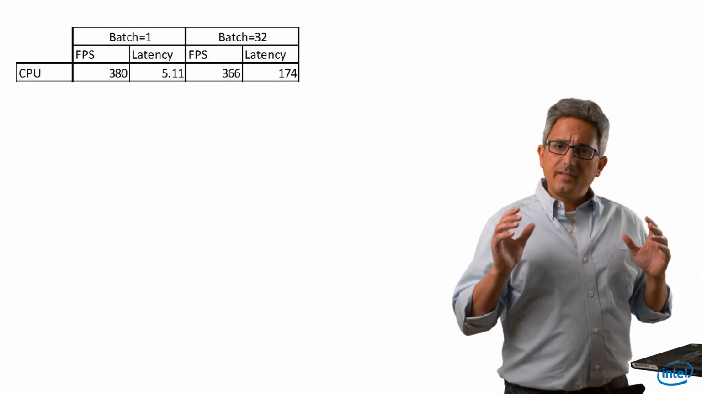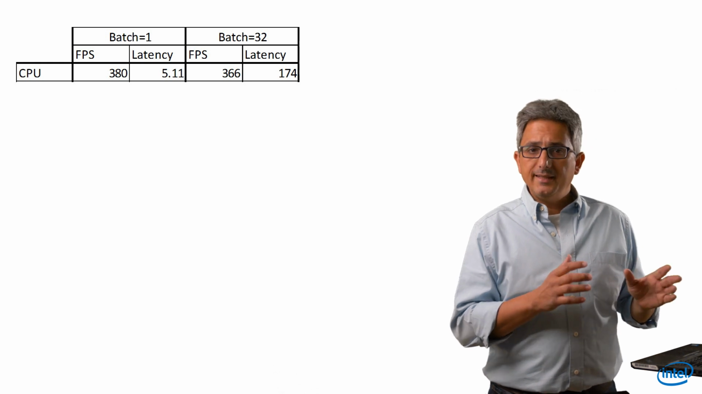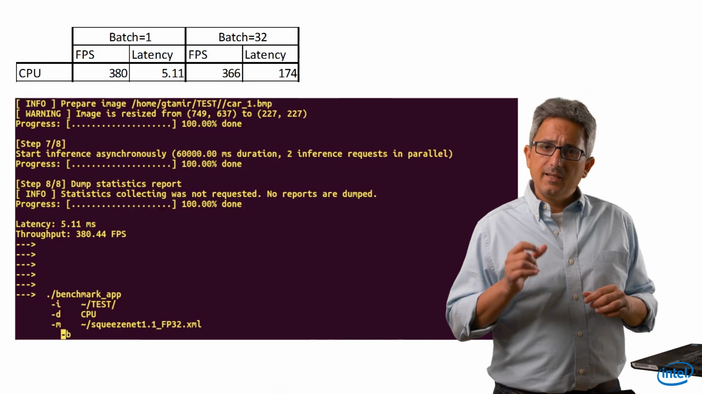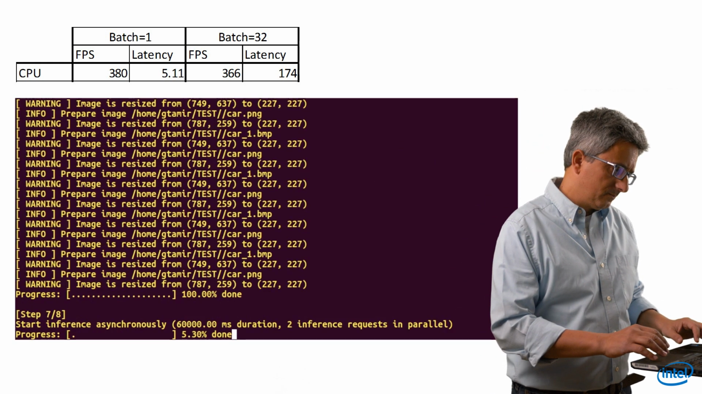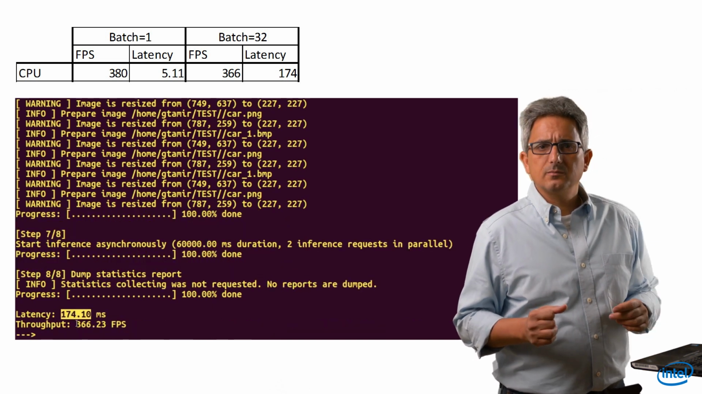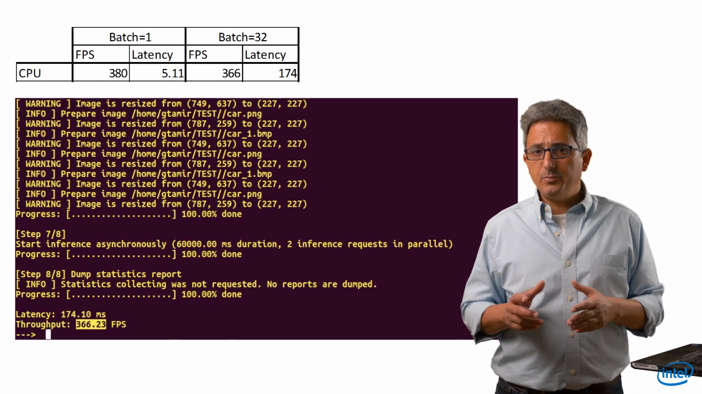Now I can build a table to compare the inference efficiency and latency for various devices and configurations. Let's run with higher batch size. You can see that I'm getting disappointing results. So for this model, running with high batch on the CPU makes no sense.